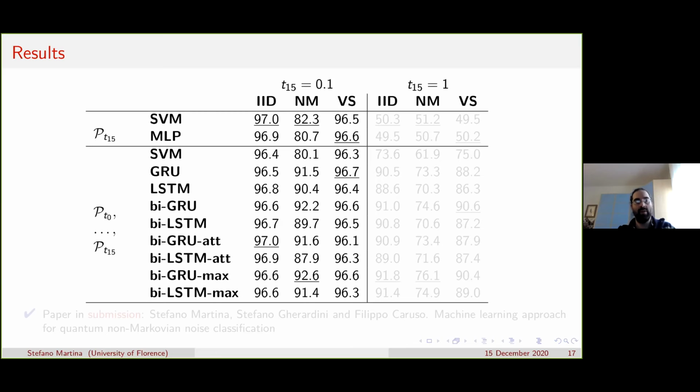First, we notice that when we use the short dynamics, already the models that read the final population are good to classify between the two different noises, in case of IID noises and IID versus colored. For the two colored noises, we need to adopt recurrent neural networks to obtain more than 90% of accuracy.